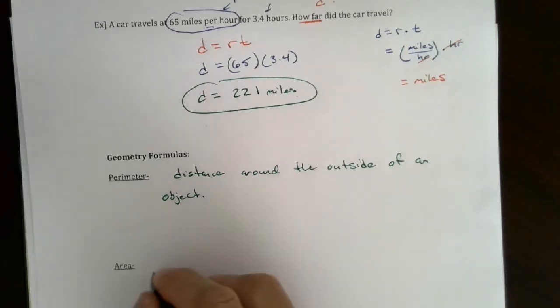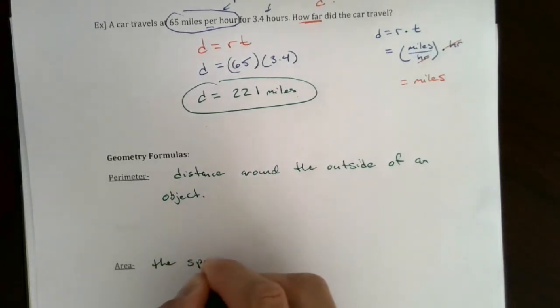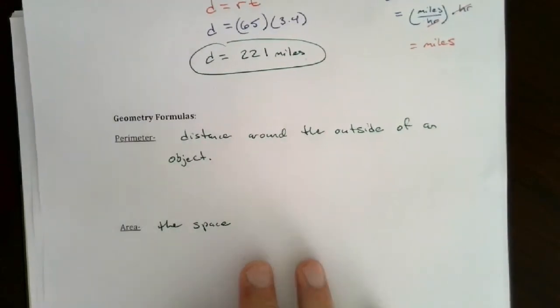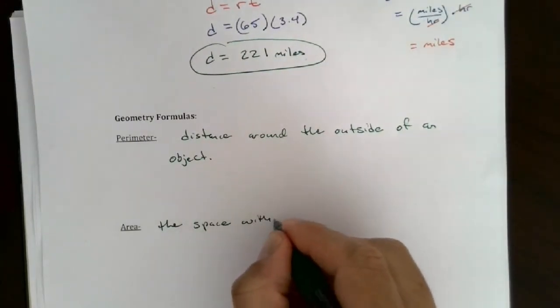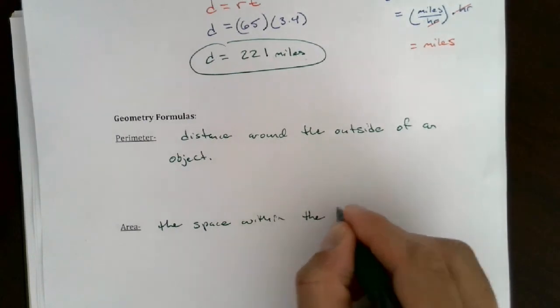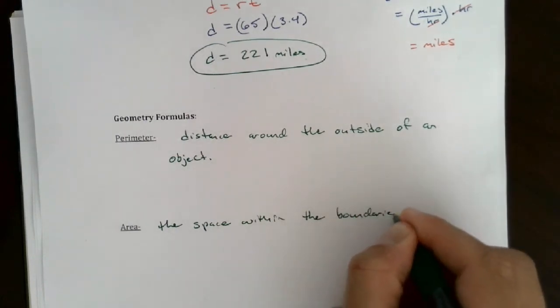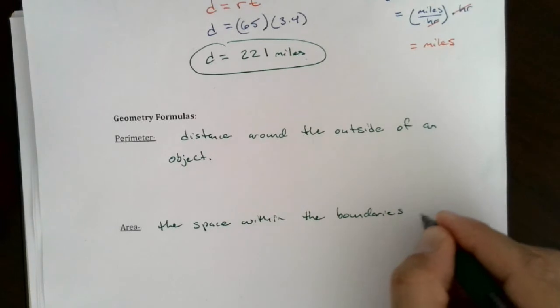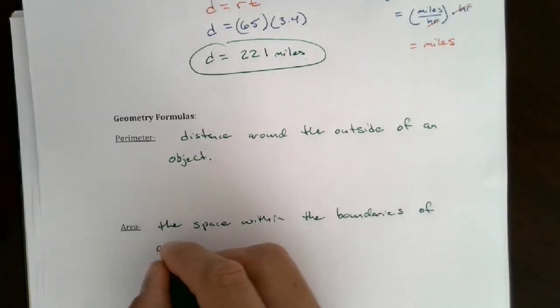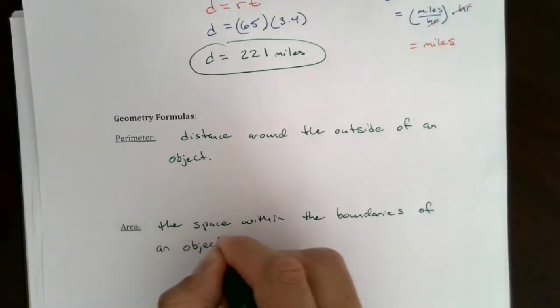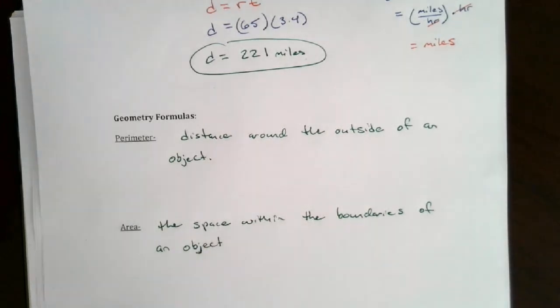The area is the space within the boundaries of an object. If you were in a rectangular room, the perimeter would be the length of all the walls, from side to side, added up. The area of the floor would be that space that's taken up within the boundaries of those walls.